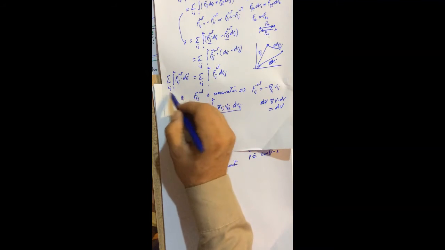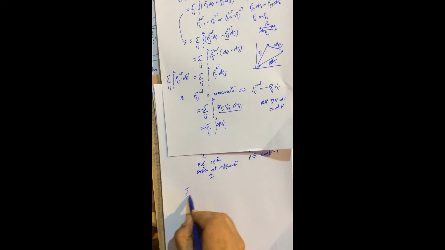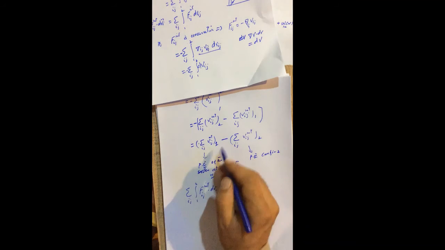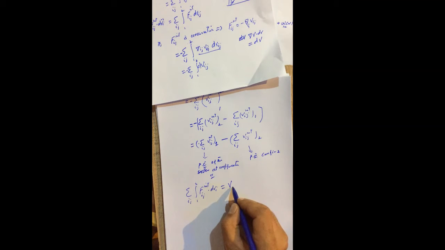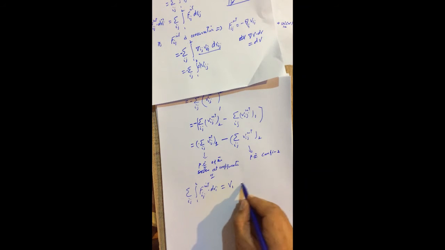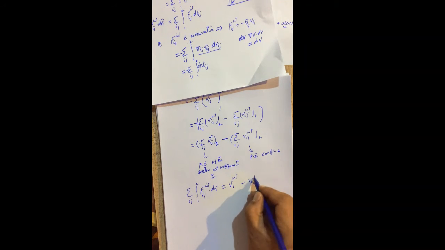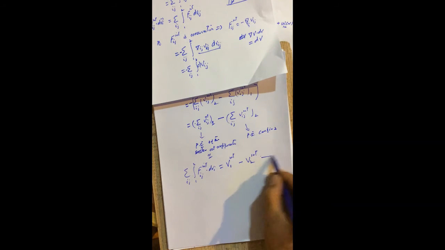On the left hand side we have this term, which is the sum over i, j of the integral from 1 to 2 of F_ij internal dot dr_i, which is equal to, now this is the potential energy V at configuration 1 minus V at configuration 2. But these potential energies are due to internal forces, so I put internal in the superscript. So this is equation number D.